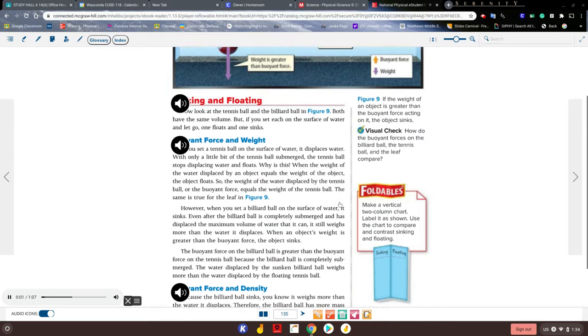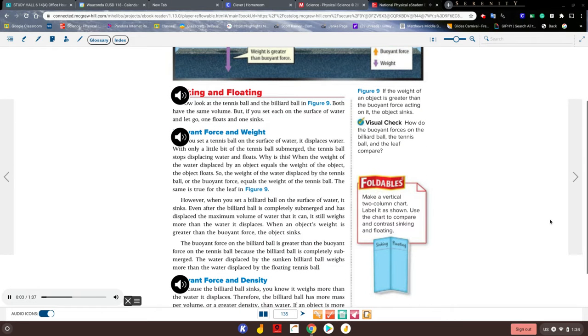Buoyant force and weight. If you set a tennis ball on the surface of water, it displaces water. With only a little bit of the tennis ball submerged, the tennis ball stops displacing water and floats. Why is this? When the weight of the water displaced by an object equals the weight of the object, the object floats. So, the weight of the water displaced by the tennis ball, or the buoyant force, equals the weight of the tennis ball. The same is true for the leaf in Figure 9.